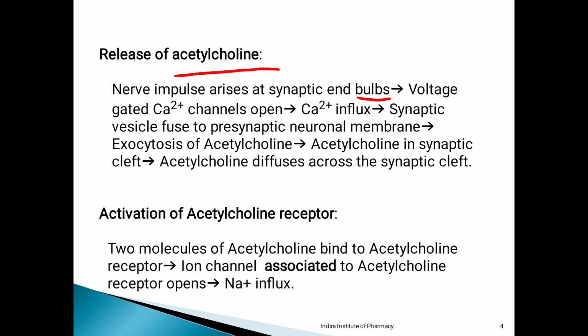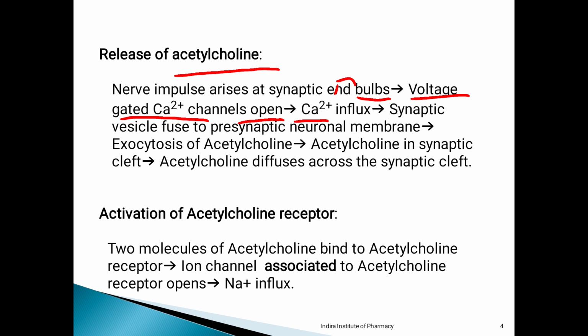Once the electric impulse arrives, the voltage gated calcium channel on the membrane of the synaptic end bulb will open. Once it opens, what happens? Calcium from the extracellular fluid comes inside, into the synaptic end bulb. Once it is inside, the synaptic vesicles, the round structures, will fuse with the presynaptic neuronal membrane. Now what is the presynaptic neuronal membrane?